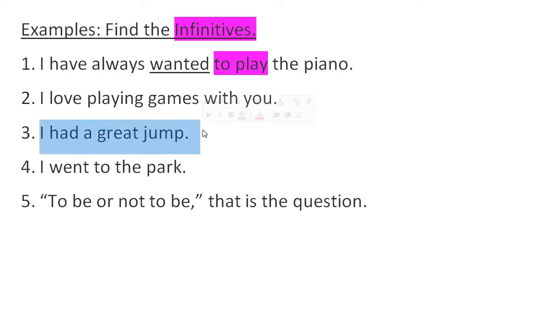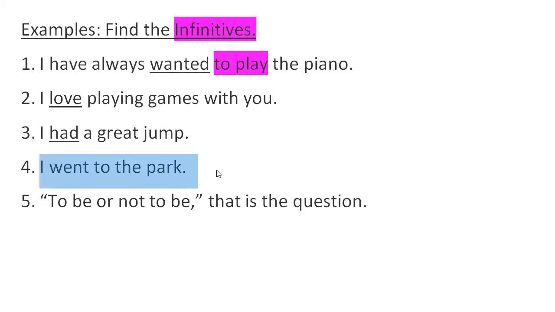Number 3, I had a great jump. Let's see if there's an infinitive in there. And once again, there isn't. Okay. Here is your main verb, right? I forgot to underline that in the previous one as well, right? But jump here is actually a noun. It's not a verb. It's not acting like a verb. It's not an infinitive. It doesn't have to in front of it.